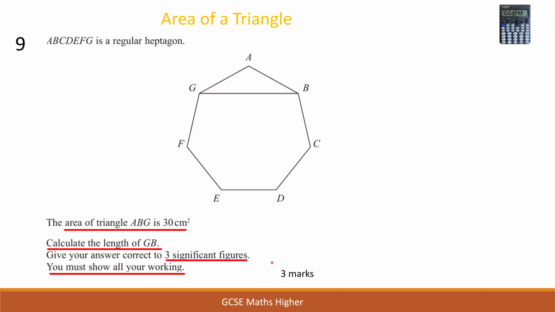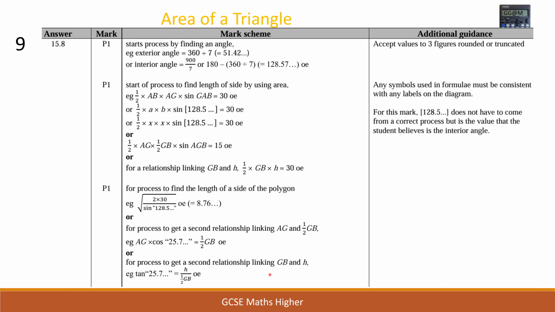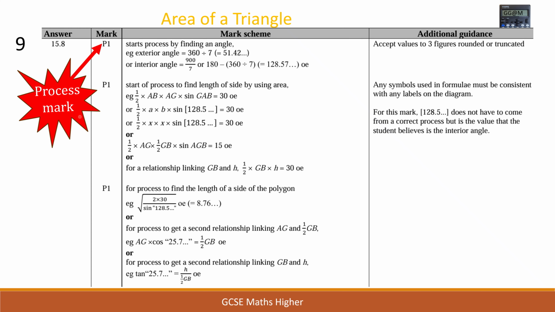So there's a lot to get these marks here. The mark scheme is here, showing those 3 marks. P1 shows for a process mark, and the answer was 15.8. So you can read through the stages of working to see where to get these answers.